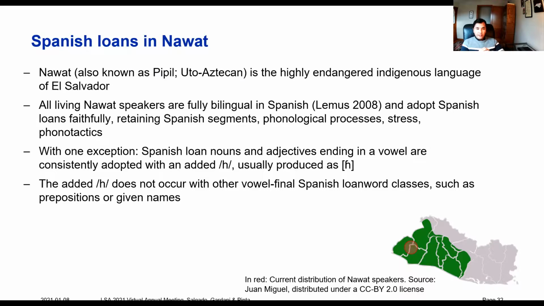But there is a big exception. Spanish loan nouns and adjectives that end in a vowel are consistently adopted in this language with an added glottal fricative. This is actually the glottal phoneme of Nahuat, and usually surfaces as breathy voice rather than a glottal fricative. So this added glottal segment does not occur with any other vowel-final Spanish loanword classes, such as prepositions or given names or conjunctions, only with nouns and adjectives.